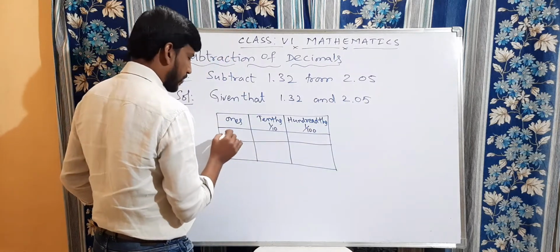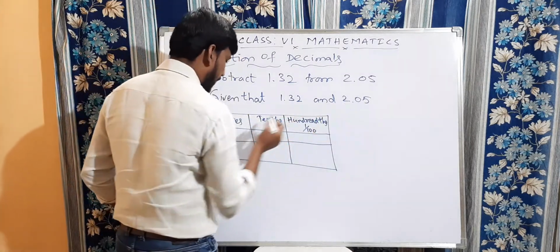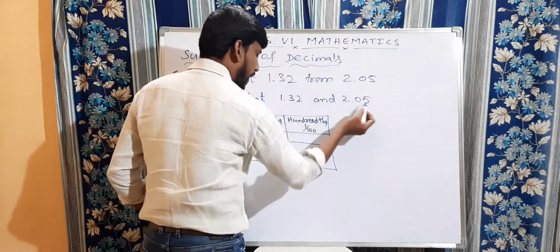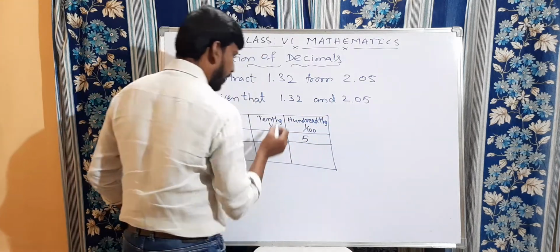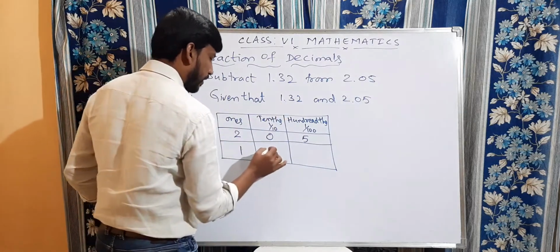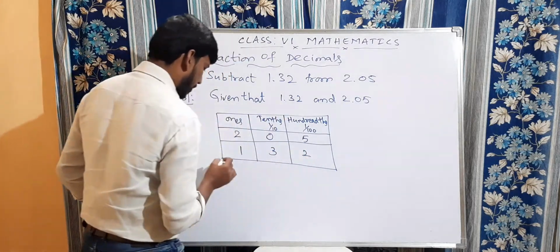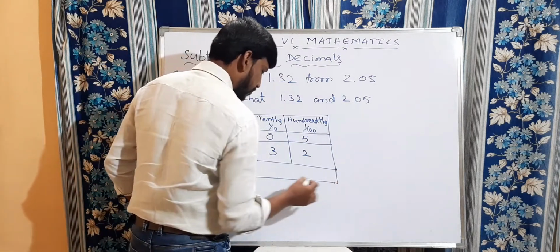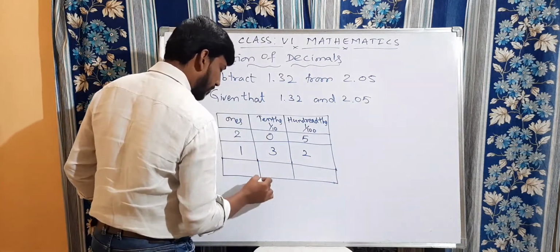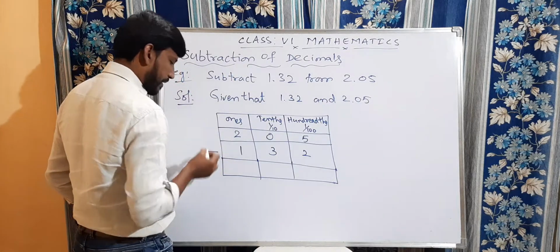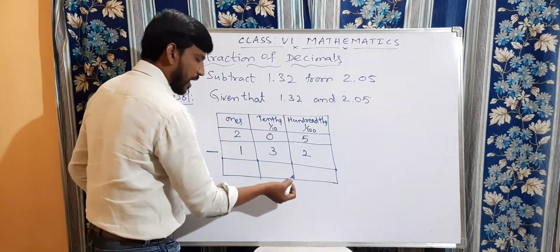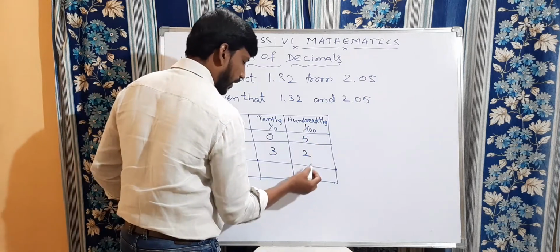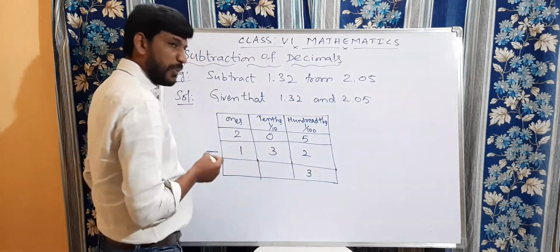Right? So first of all, we write how many 1's are there? 2 1's are there. How many 10's are there? 0. How many 100th are there? 5. Now coming to the other number: here 1, here 3, here 2. Now subtract these two values. While doing subtraction, we need to keep the minus symbol. Clear? We start from the left hand side. 5 minus 2. How much is it? 3. 0 minus 3. Is it possible?